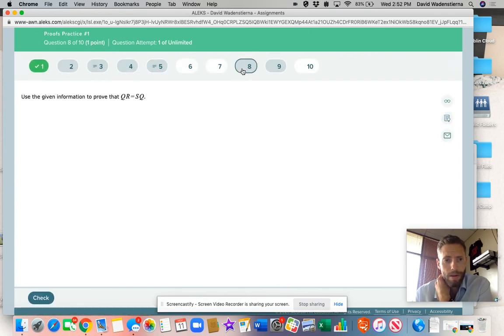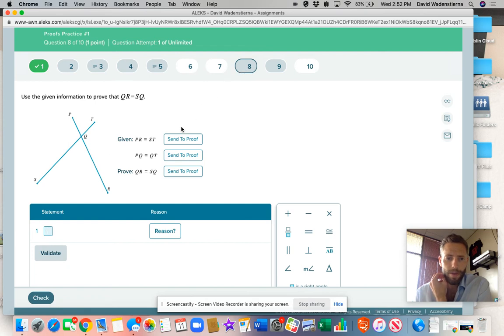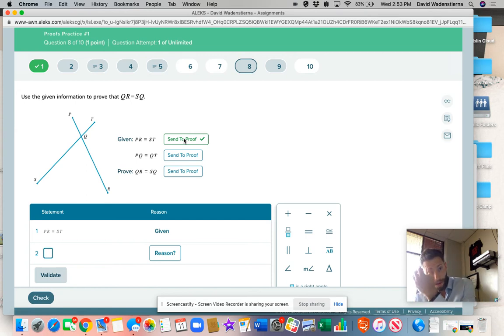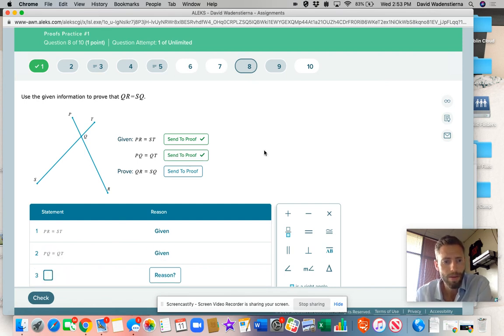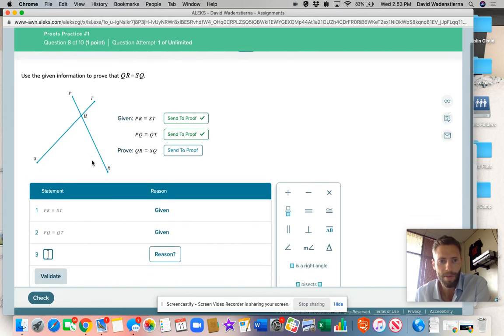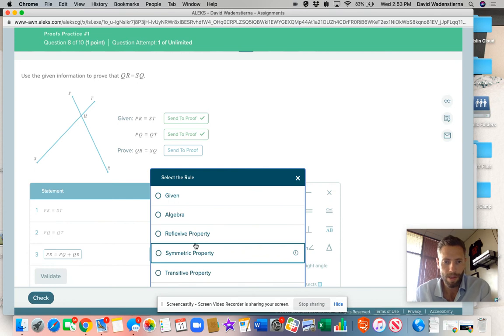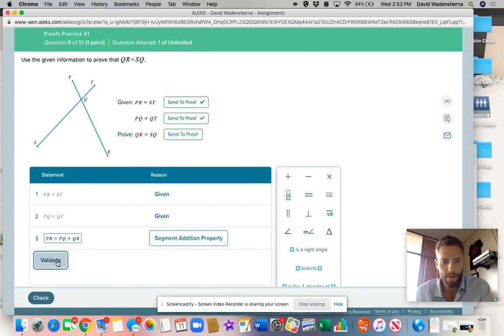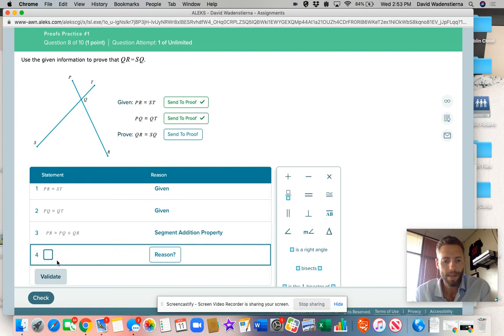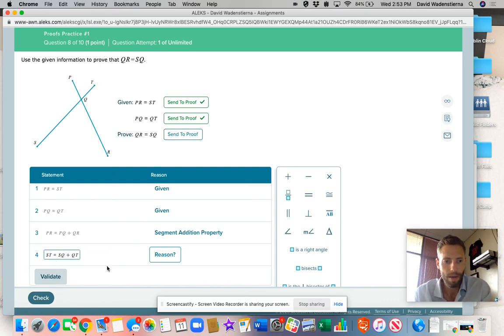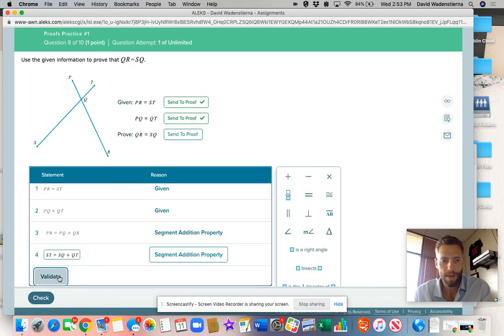Let's see if there's any more to do here. Let's do the segment proof. PR equals ST. And I also know PQ equals QT. Let's go ahead and define ST and PR because I know those are equal segments. Let's use segment addition to define PR and ST. PR equals the two little segments, PQ plus QR. The reason is segment addition property. Validate. Let's now do ST. ST equals SQ plus QT. The reason is segment addition. Validate.